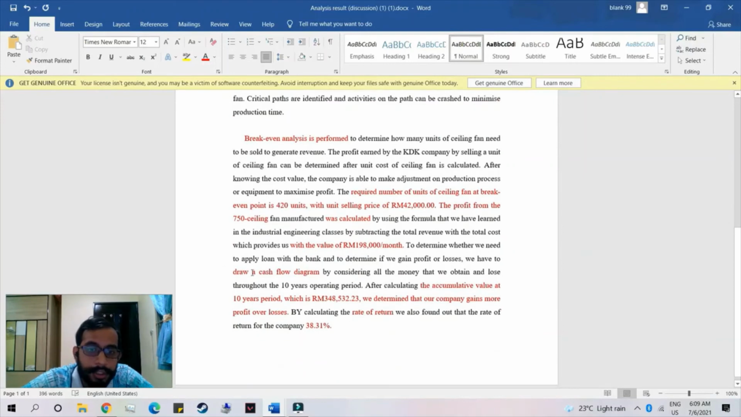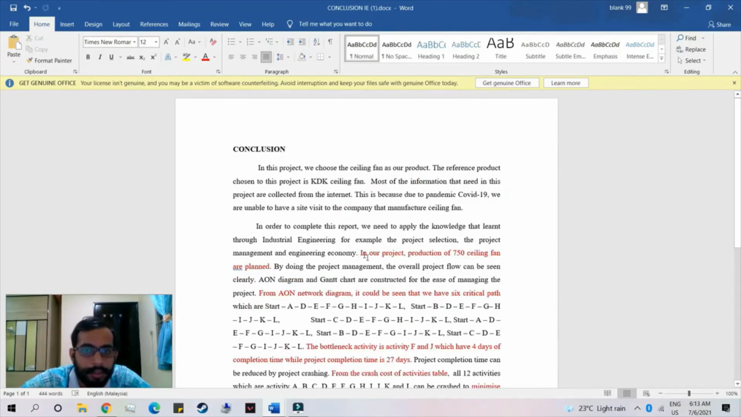We also drew a cash flow diagram and the accumulative value at a 10 year period, which is 348,532 ringgit and 23 cents. We determine that our company gets more profit over losses with a rate of return of 38.31%. I will also be continuing with the conclusion.